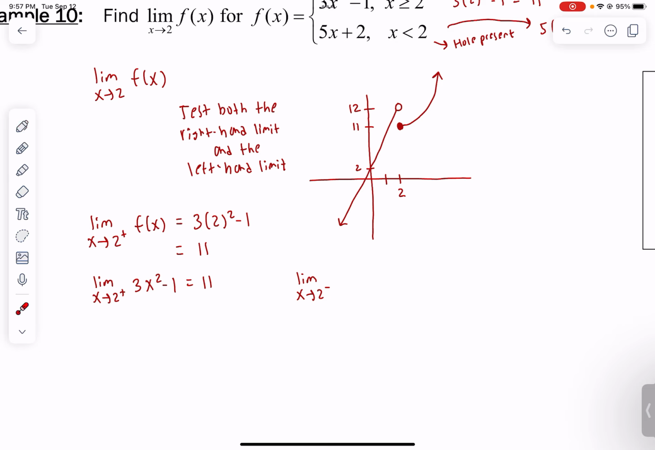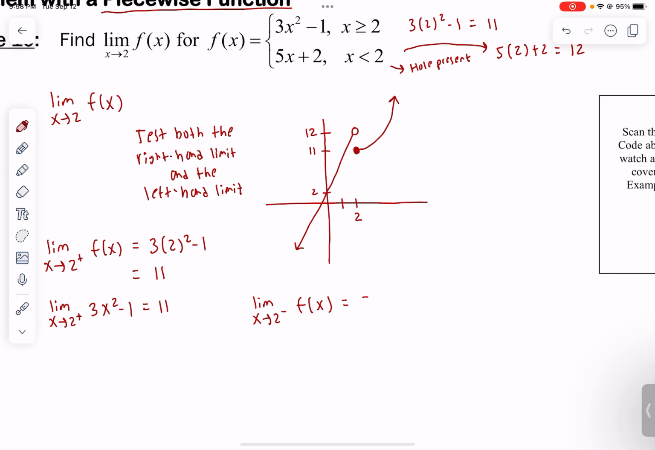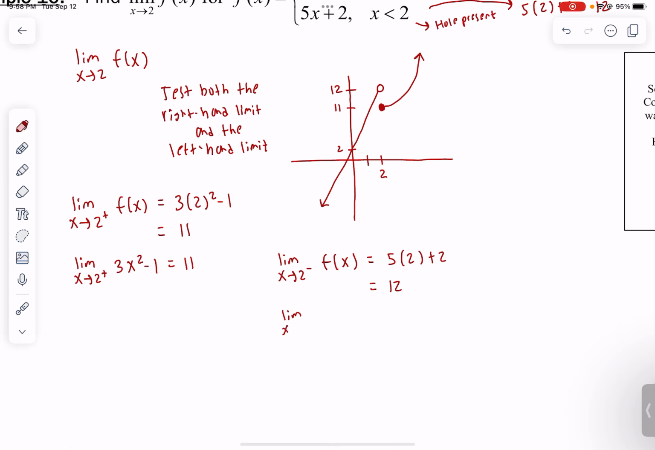If we look at our graph, as we're approaching 2 from the left-hand side, we're on this linear curve. And what y value are we approaching? You'll notice that we're approaching the y value of 12. So, from the left-hand side of this piecewise function, we're approaching 12. And if you wanted to, you can also say the limit as x approaches 2 from the left is dealing with this function, 5x plus 2, which is equal to 12. Okay.